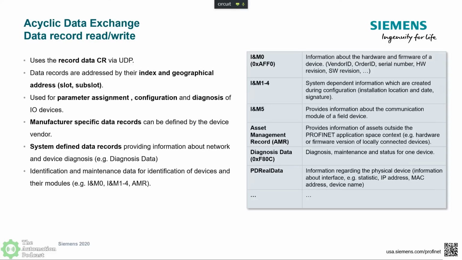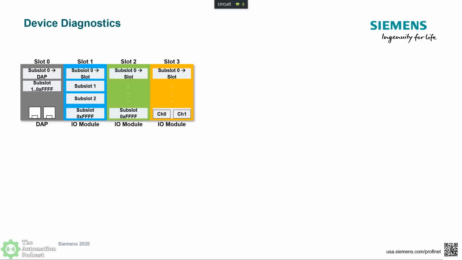There is also an asset management record where you can store additional information for, like, a machine or a robot. Now we are talking about the device diagnostics. Each PROFINET I/O device provides a broad range of diagnostic information. It is split up into network-related diagnostics and application layer diagnostics.